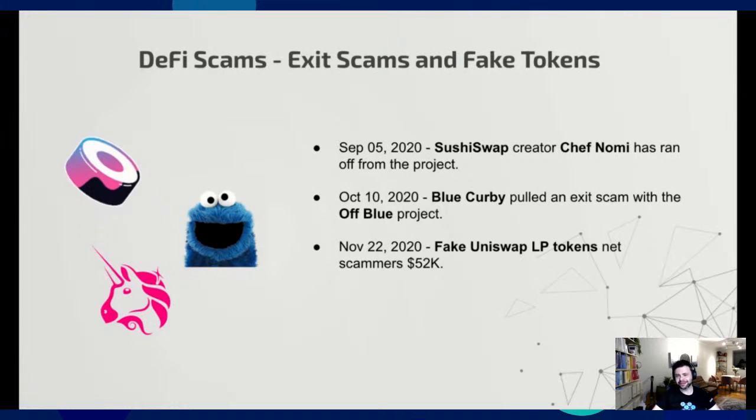And then you have more traditional exit scams and fake tokens. On the exit scams, there was the infamous incident with Chef Nomi, who ran off from the project. It goes a little bit deeper than that, so I invite you to read my write-up on it. Blue Kirby with the off-blue scam. And if you're ever interacting with Uniswap, watch out for the multitude of fake LP pairs. People are simply setting up token pairs designed to replicate something real, but it's just some other token that they generated, so it's fake.